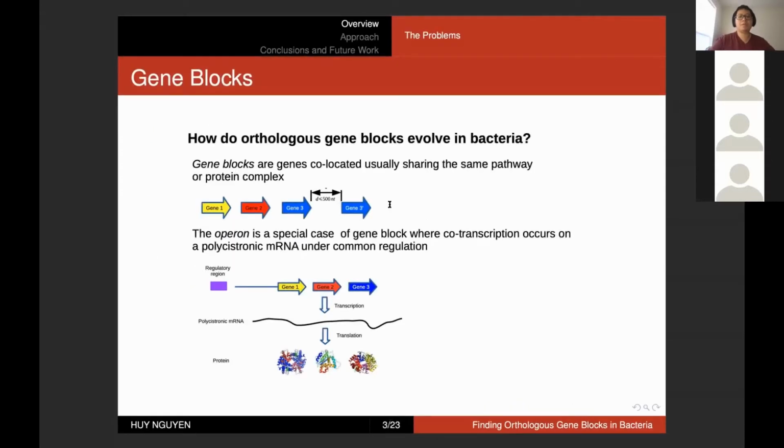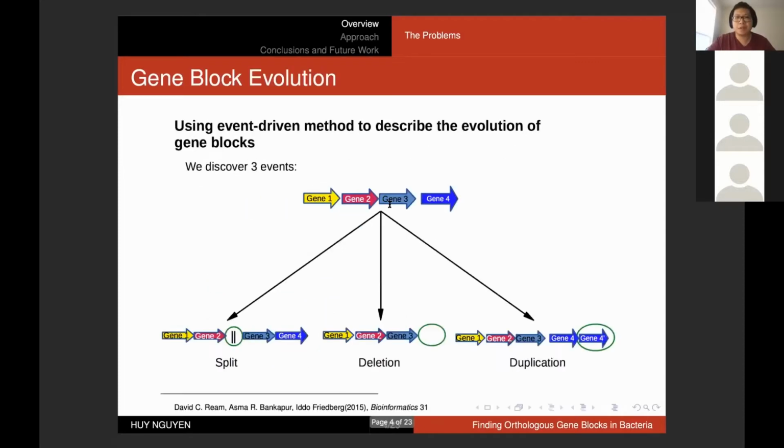So gene blocks are genes that are collocated, usually sharing the same pathway or protein complex. In the genome, we say two genes are collocated if the distance is less than or equal to 500 nucleotides. The operon is a special case of gene block where the cluster of genes are co-transcribed together by polycistronic mRNA under common regulation. Previously in a paper, we have described three main events for evolution of gene blocks.